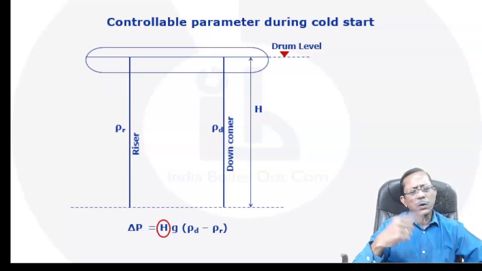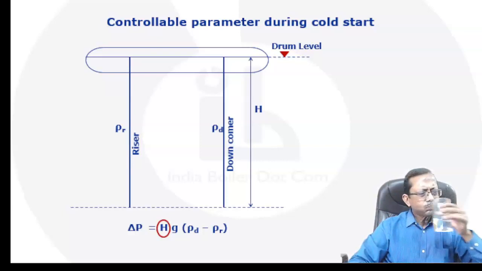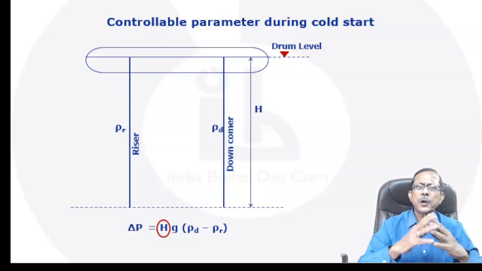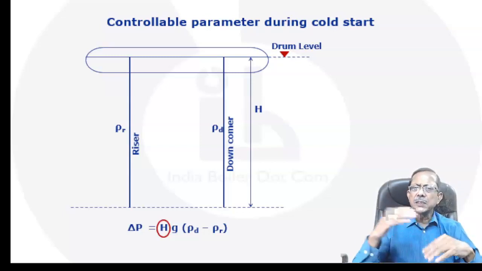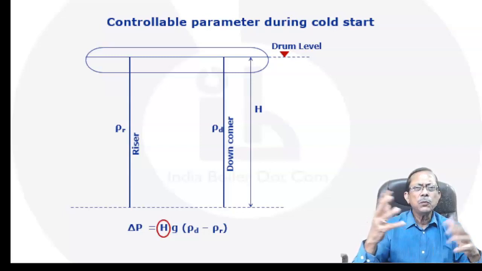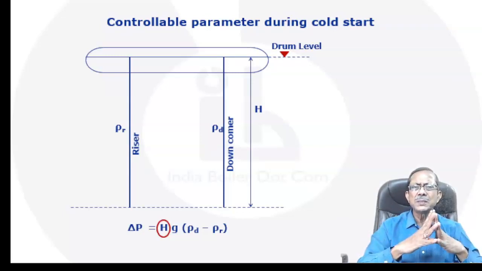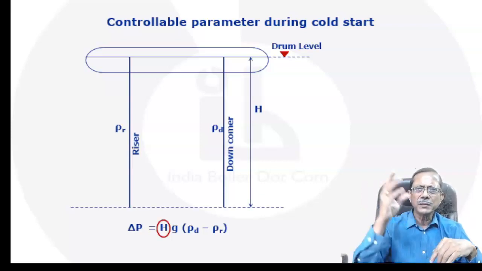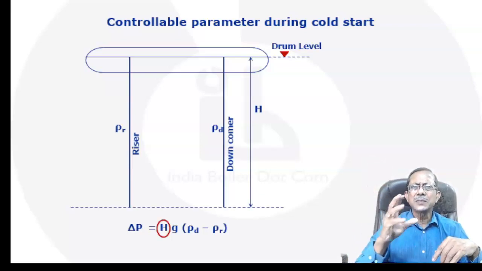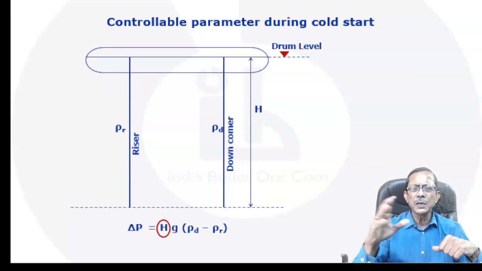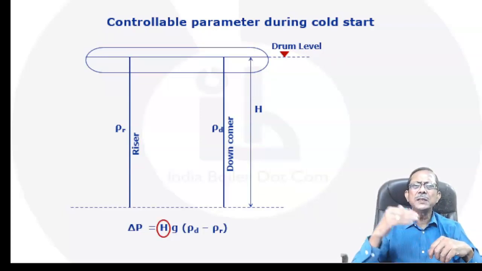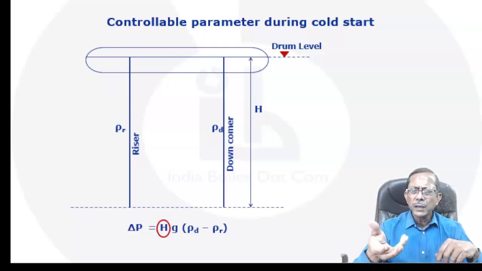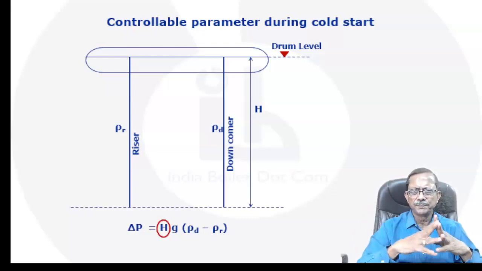Now, when I talk about cold start, there is a typical problem of drum level control, because till 30% load is achieved, we do not have the three element control in the system, right? It is not in service because one of the elements of three element is the steam flow, and steam flow measurement requires at least 30% flow through the tubes to have a proper measurement. So that means initially till 30% load is achieved, we are basically maintaining the drum level manually.